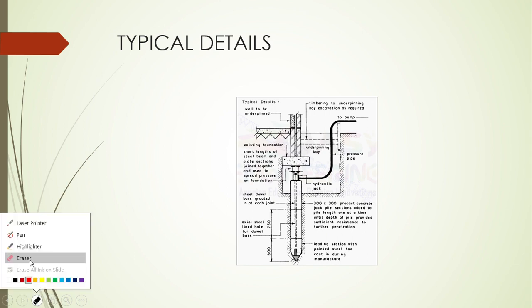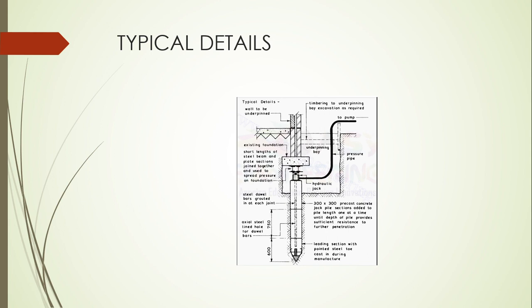As you can see here, this wall to be underpinned is here. Timbering has already been done to the side of the excavation. Here is the jack pile. As you can see, this is a jack pile already, which is 300 by 300 precast concrete jack piles. Then here are steel dowel bars inside the piles. As you can see, the existing foundation is already here. Yes, these are the typical details.